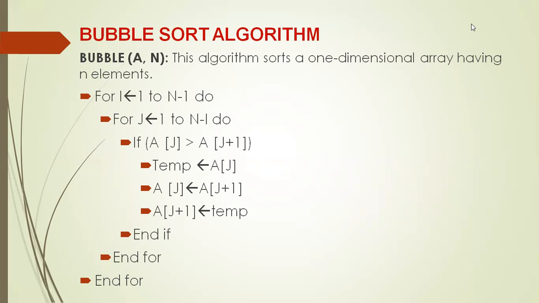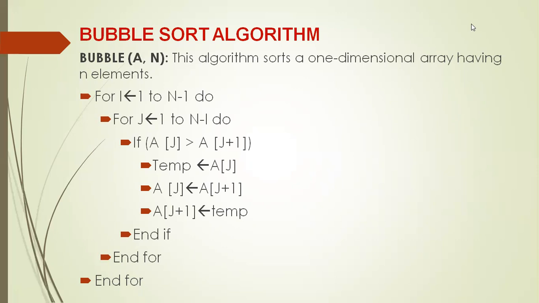Then the next value of j will be 2. So in that case, A2 is compared with A3. Next j becomes 3, A3 is compared with A4. And finally, j value becomes 4, A4 is compared with A5. So when you finish this step, your highest element will go to the 5th place. So one pass is over now. Now, what's the next value for i? i becomes 2.